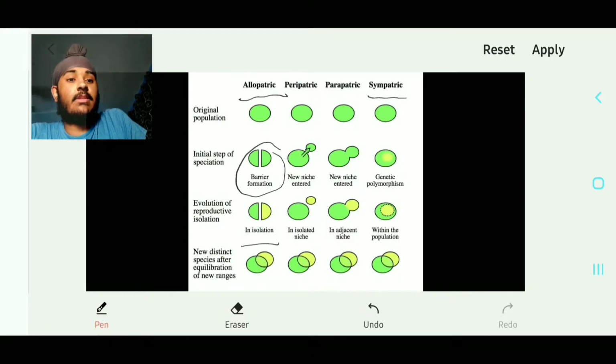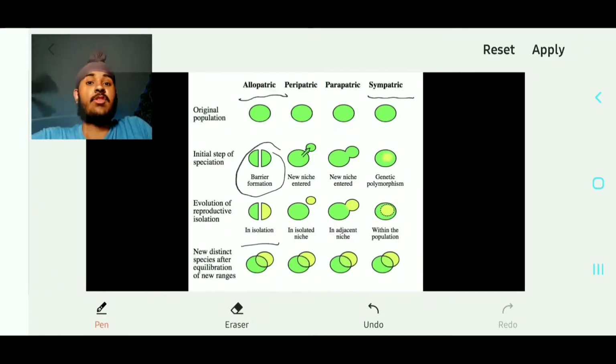Another type of speciation is sympatric speciation. Sympatric speciation is a little bit different than allopatric. In allopatric, you have the barrier. However, in sympatric, there's not really a barrier, just genetic polymorphism. So they would be in the same environment. There is no barrier. However, an example of sympatric speciation is polyploidy.